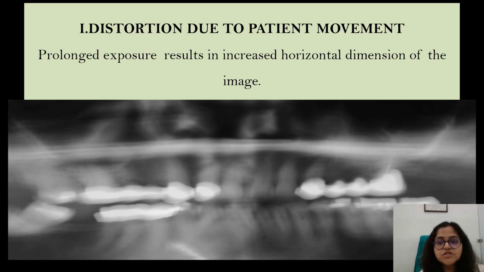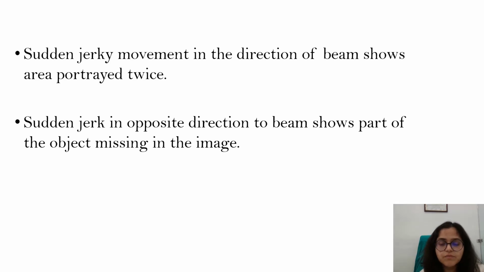Then distortion due to the patient movement. If sometimes the patient moves from the original position, then there is a distortion of the image. There is a prolonged exposure which results in increased horizontal dimension of the image of the patient. Sudden jerky movements in the direction of the beam show the area portrayed twice. A sudden jerk in the opposite direction to the beam leaves part of the object missing in the image.